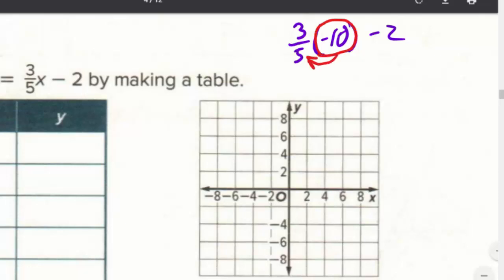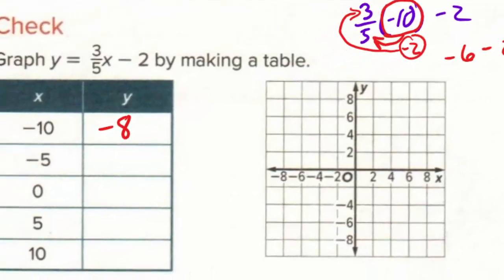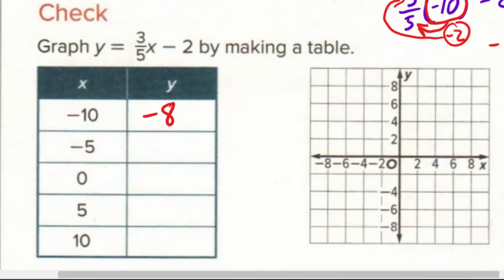So -10 divided by 5 is -2. Then you take this remaining -2 and multiply it by the numerator, because every fraction is a division by the denominator and a multiplication by the numerator. So we end up getting a -6 out of that. And then -6 minus 2 is going to be -8. Go graph that point, -10, -8. So negative 10 is at the very end, negative 8 is right about here.